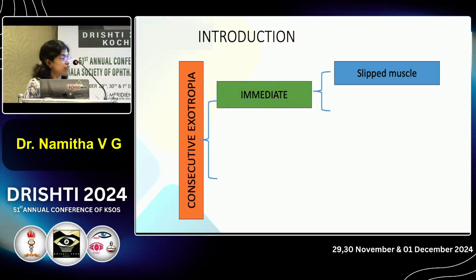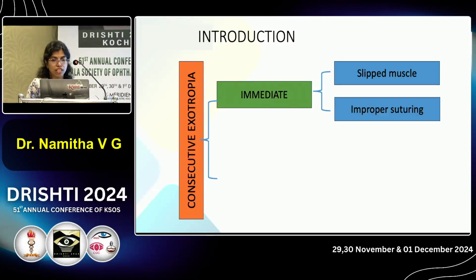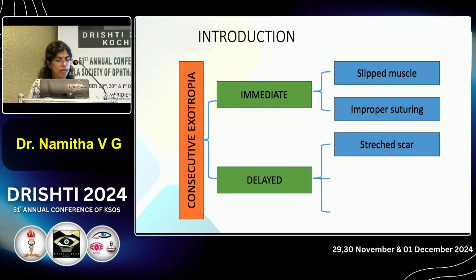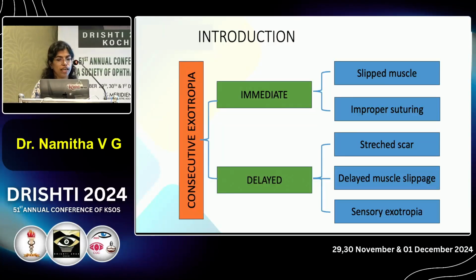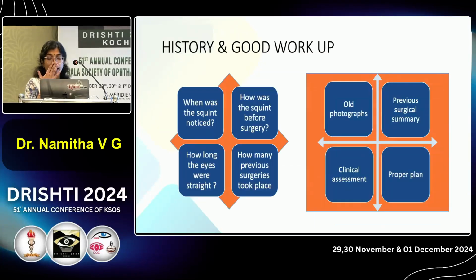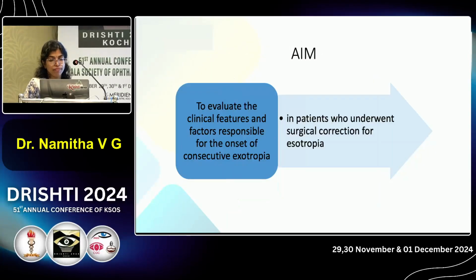Immediate cases are mainly because of a slipped medial rectus muscle or improper suturing, and delayed cases are mainly because of stretch scar, late muscle slippage, or sensory exotropia due to poor vision, amblyopia or suppression. A thorough history looking into the onset of initial squint and the primary surgery parameters, along with going through the old photographs and previous discharge summary, will help us in planning a proper intervention.